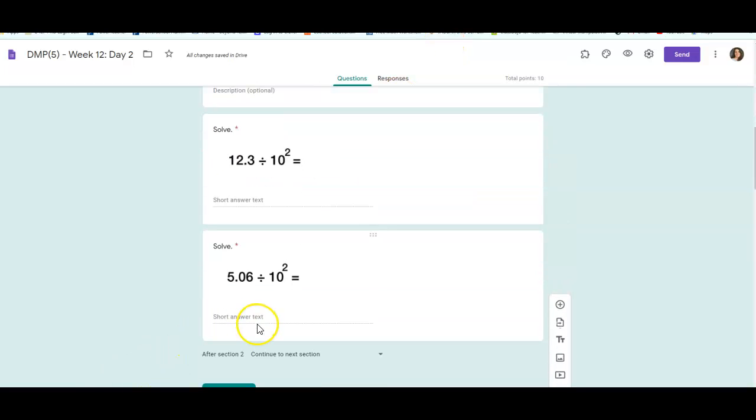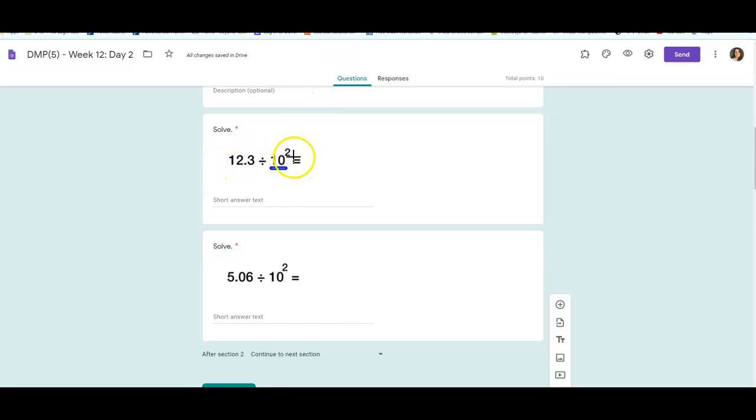Next one is 12 and 3/10 divided by 10 squared. What is that equal to? Remember yesterday when we multiplied, we went to the right. So when we divide, we go to the left.